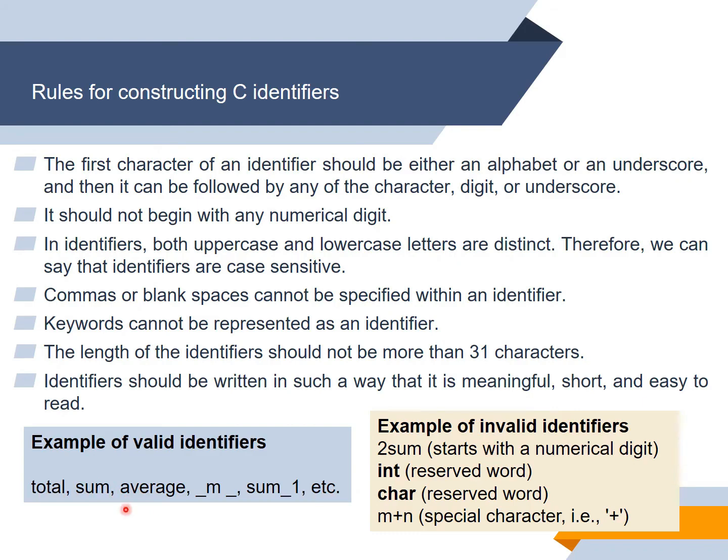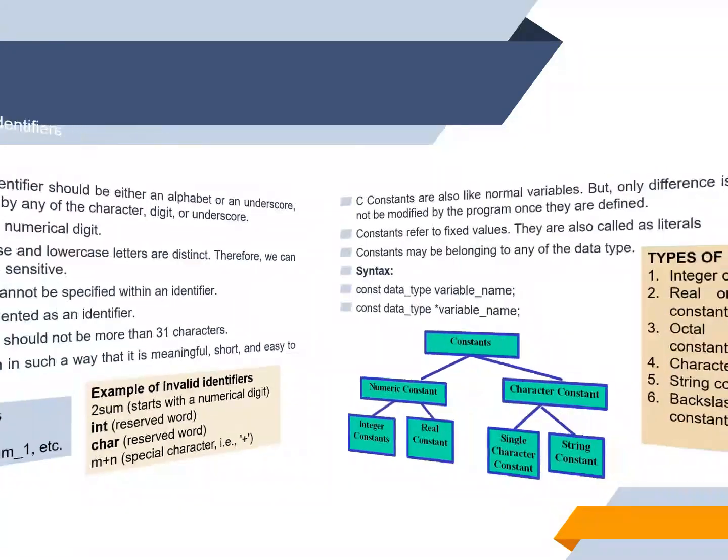These are valid identifiers: total, sum, average, underscore m, sum underscore 1. Whereas these are invalid: 2sum, you cannot start with a number. int is a keyword, char is a keyword, and plus is a special character. So these are invalid identifiers.